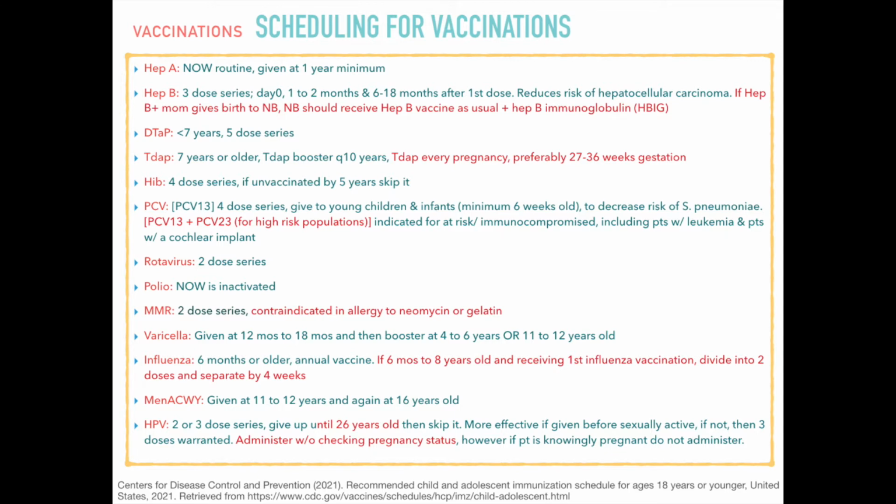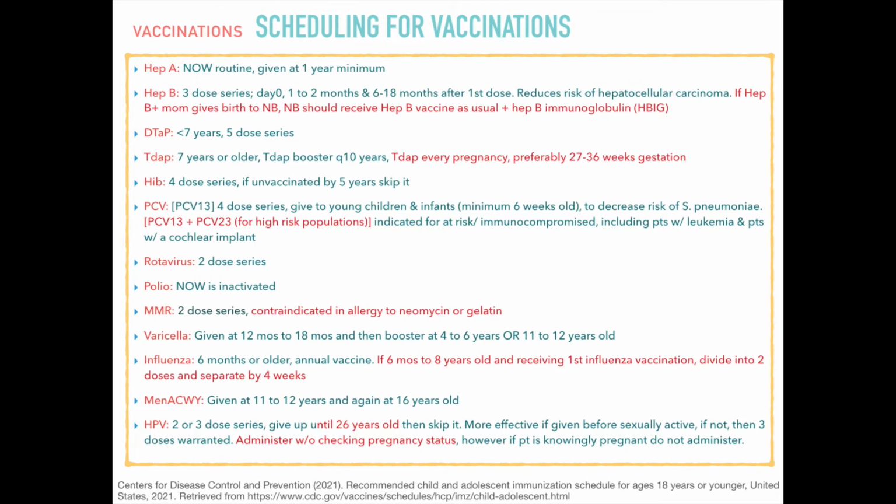So that's important. And then important to note is the PCV23, which is for high-risk populations, and that includes patients with leukemia and then patients also with a cochlear implant, because this increases the risk for infection. Important to note is that asthma is not indicated as a risk for requiring this PCV23 vaccine. There's the rotavirus vaccine, polio, MMR, that's contraindicated in the allergies to neomycin or gelatin. Varicella, influenza.